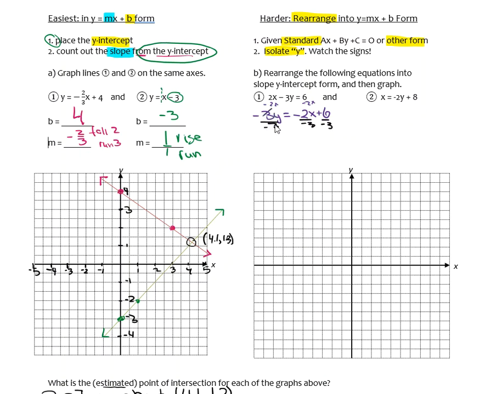So these negative 3's cancel out, and I have y equals negative 2 over negative 3. Two negatives are going to make a positive, and I'm going to get 2/3 x, and then positive 6 divided by negative 3, that's a negative, and 6 over 3 is 2. Now I'm in y equals mx plus b form. Now I can go over and do the graph the way I did over here.